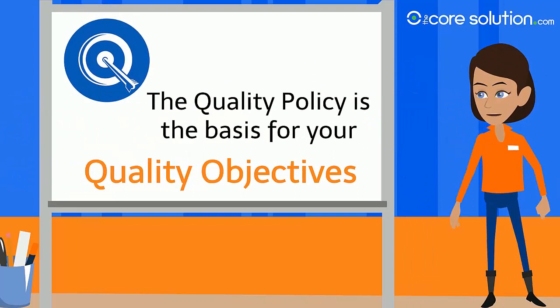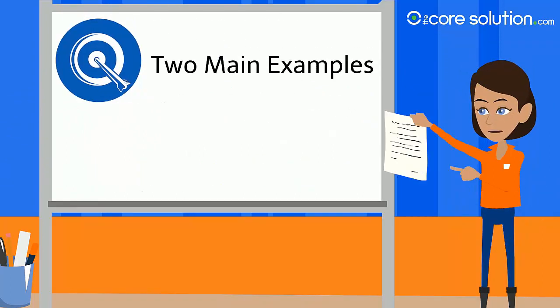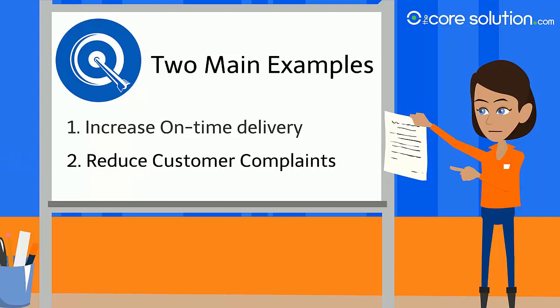Quality objectives are goals that are related to quality and that measure the effectiveness of the main processes at your company. Here are 2 examples of quality objectives. Increase on-time delivery. Your target may be more than 96% of all products or contract deliverables are delivered on time monthly. Reduce customer complaints. Your target could be 0 major complaints and less than 3 minor complaints per quarter.